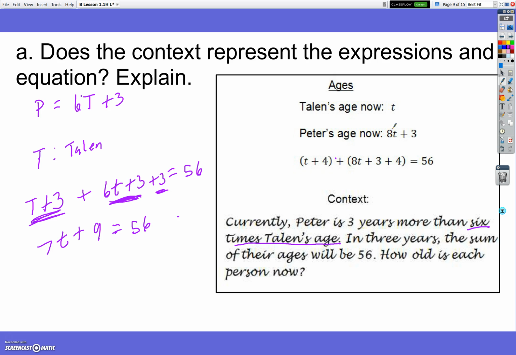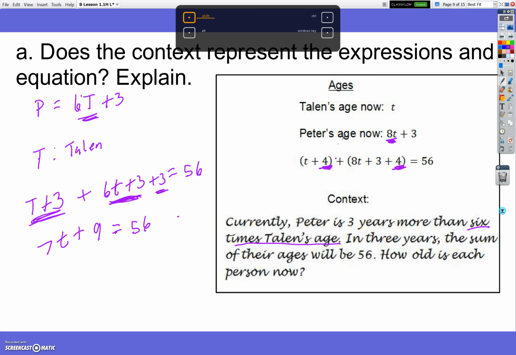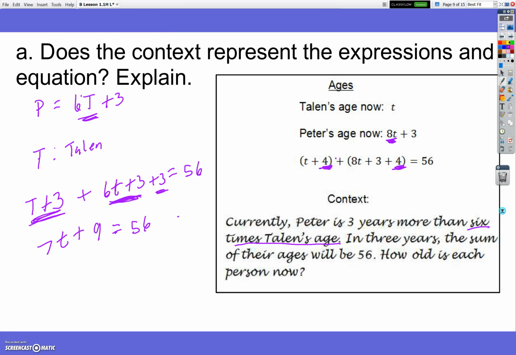So the first one is Talon's age. They said it's 8 times more than, when Peter is really only 6 times. The next, it said in 3 years. They put in 4 years. So make sure you write those down. Don't just underline, but write exactly in your own words what they did wrong, what I underlined.